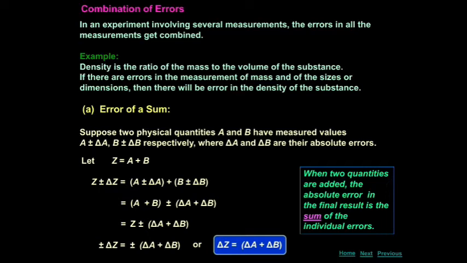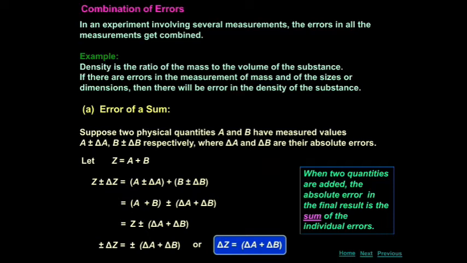Here we can see the first one, that is error in the sum of 2 quantities. Suppose two physical quantities, A and B. Here A and B are the 2 physical quantities. They have measured values, and when we measure A and B, the values we get are A plus or minus del A. What is del A? It's an absolute error. Del A means absolute error. So A plus or minus del A, and B plus or minus del B. You know what del A and del B are? Already you know, they are called absolute errors.